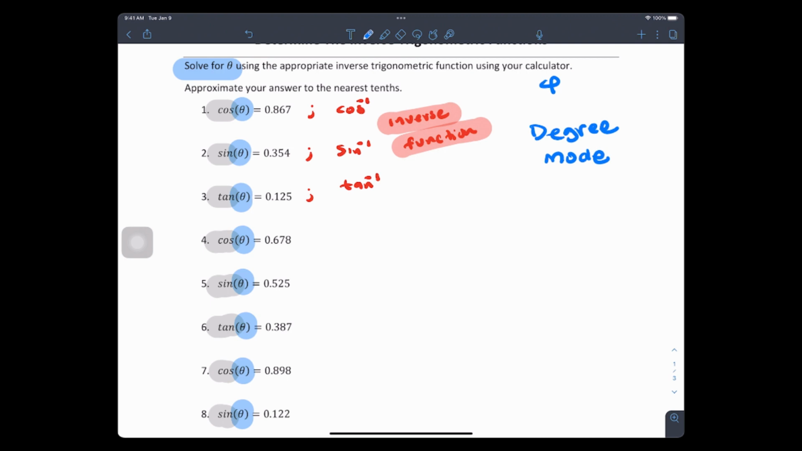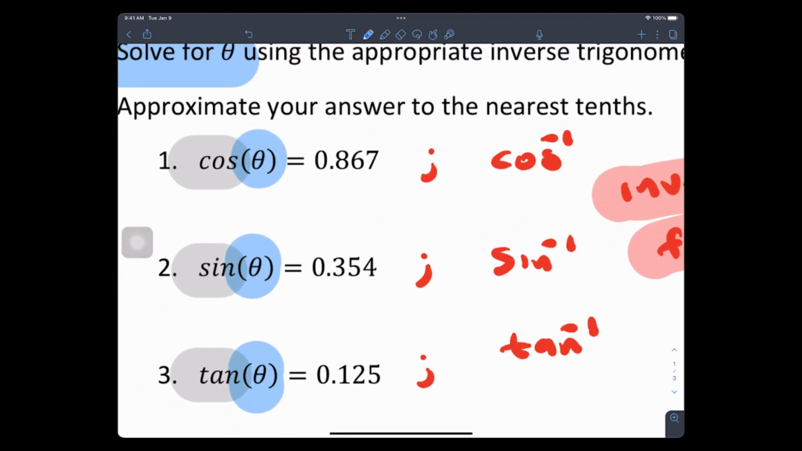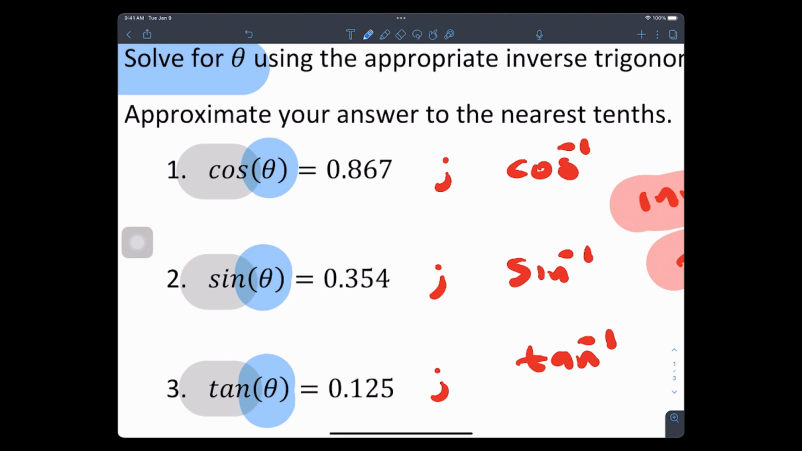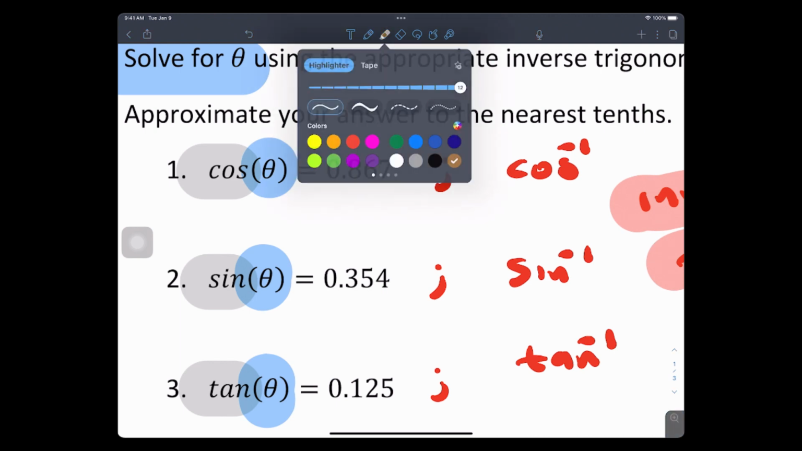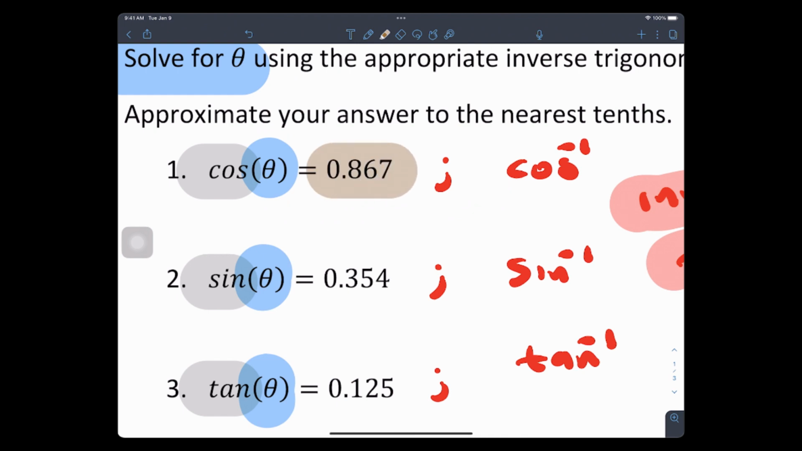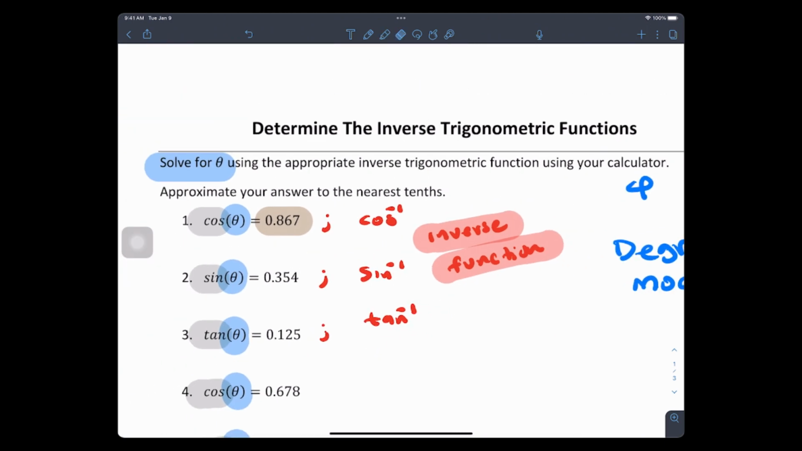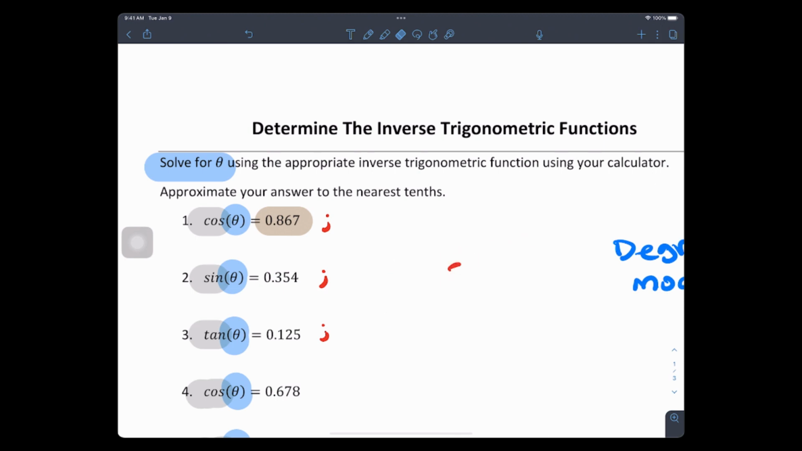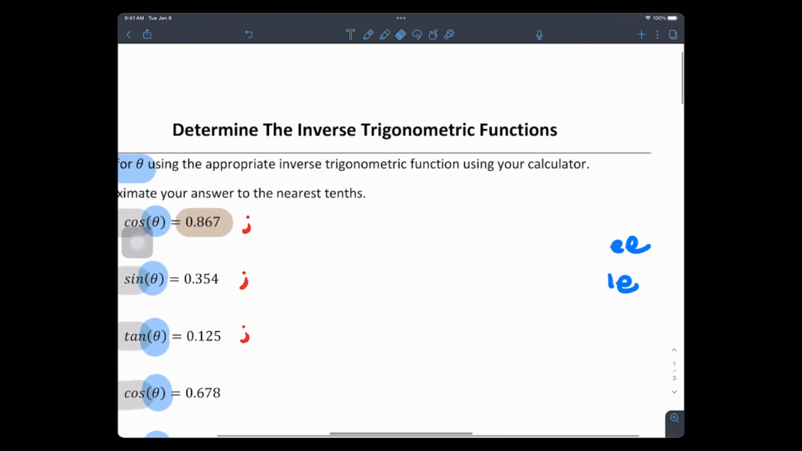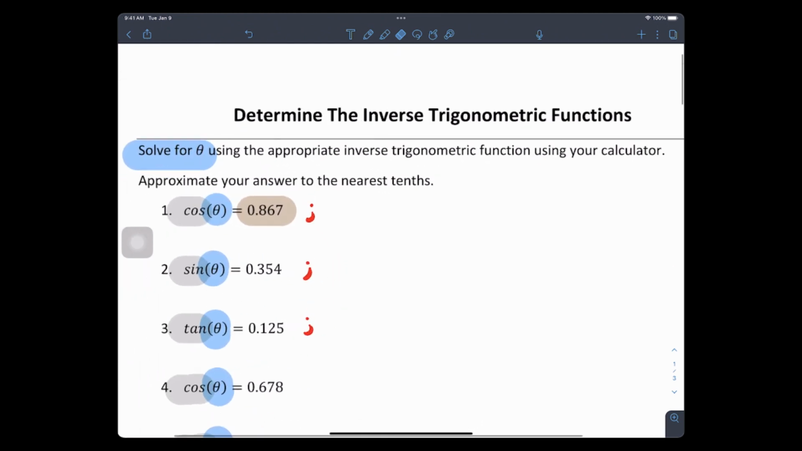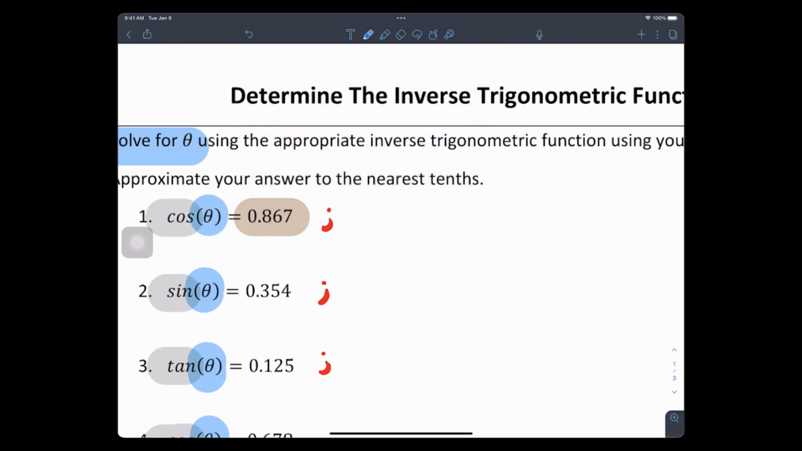Okay, ladies and gentlemen, let's try this out. You guys see this first question? Cosine of the angle is 0.867. So let me go do this. I'm going to erase this here for you guys. What that means is, by using this inverse function notation, by definition, you can write down the angle theta will be the inverse cosine of that 0.867.